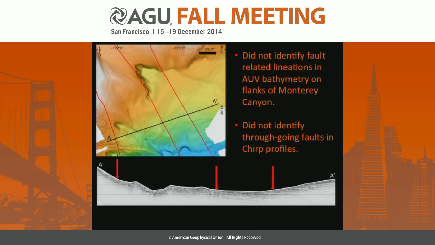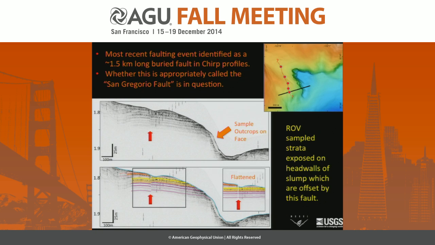Now, when we went out and did these surveys, we did not identify any fault-related bathymetries on the canyon flanks, certainly not where the fault's mapped to be. And in the CHIRP data, we did not identify any through-going faults in these profiles either, corresponding with these features. But we did identify one fault that's 1.5 kilometers long. It's on the side of this slump scar on the canyon floor.